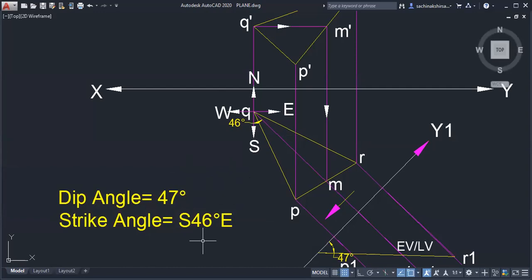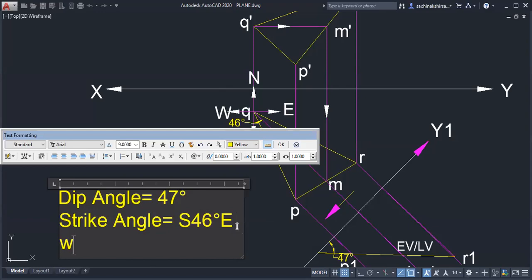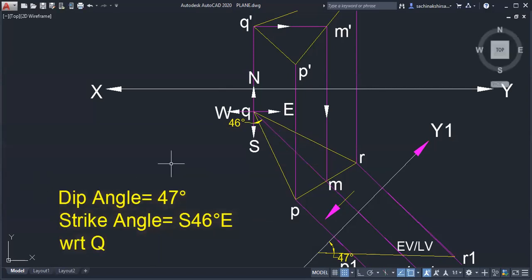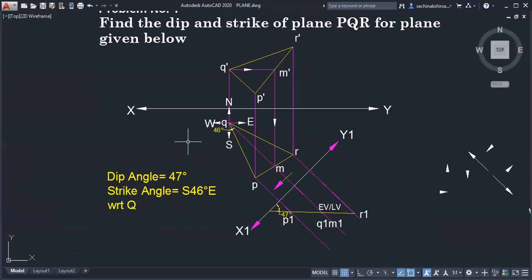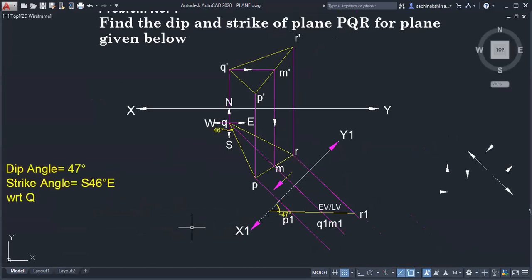Again, we have to show it with respect to a point, and that is most important: with respect to point Q, or small q. Likewise, it should be there, something like this. Your problem is over. Dip angle is 47. Direction is shown. Strike angle is south 46 degrees east with respect to Q. Have you understood? Yes, sir. So it is something like this.